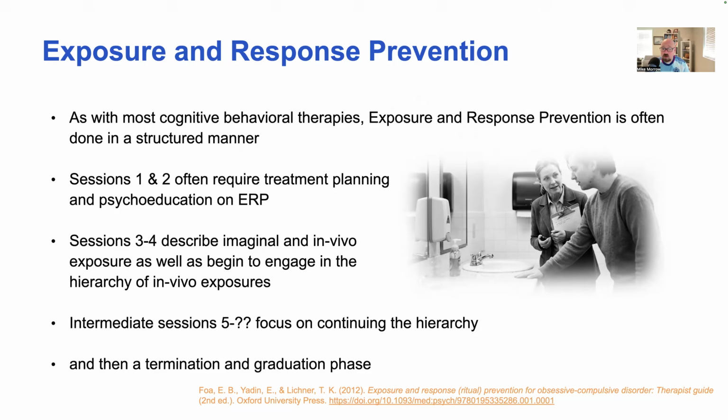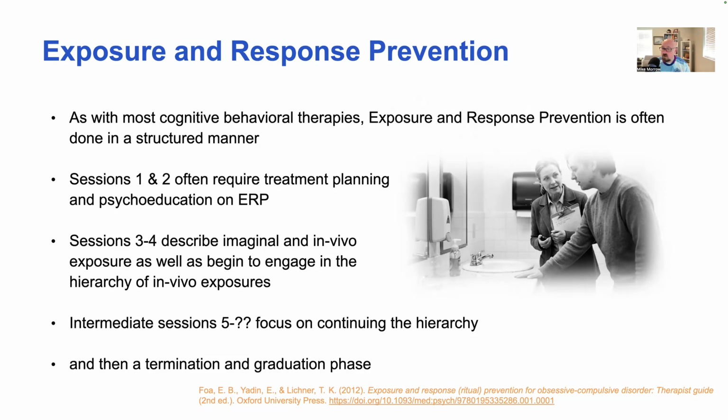And then in sessions 3 through 4, you're going to describe imaginal and in vivo exposure as well as begin to engage in the hierarchy of in vivo exposures. You're going to actually do the exposures in sessions for both of these. So it may be in vivo exposure, depending on where you're at and what you have access to, but hey, let's go to the restroom if the person has the germ-based view of OCD. We'll go to the bathroom and we'll touch the countertop for whatever amount of time without engaging in a ritual. And then same thing with imaginal exposure, which we'll go over as well, but it could be, what's the worst case scenario that's going to happen, and go through that.